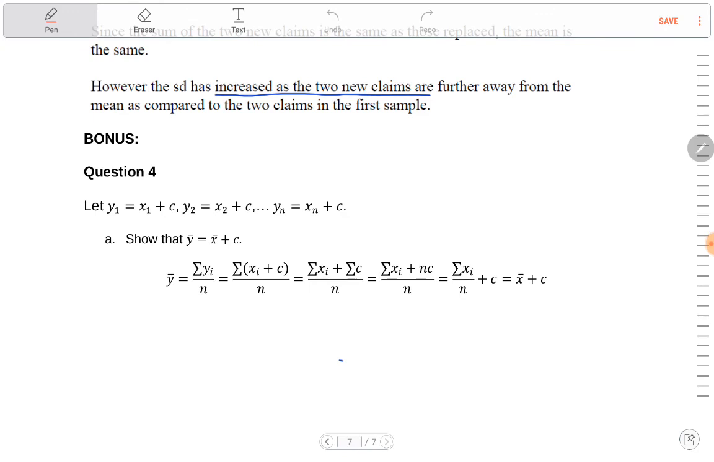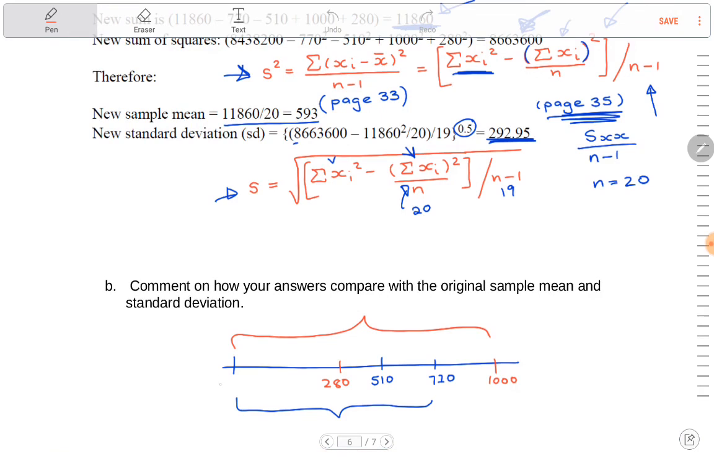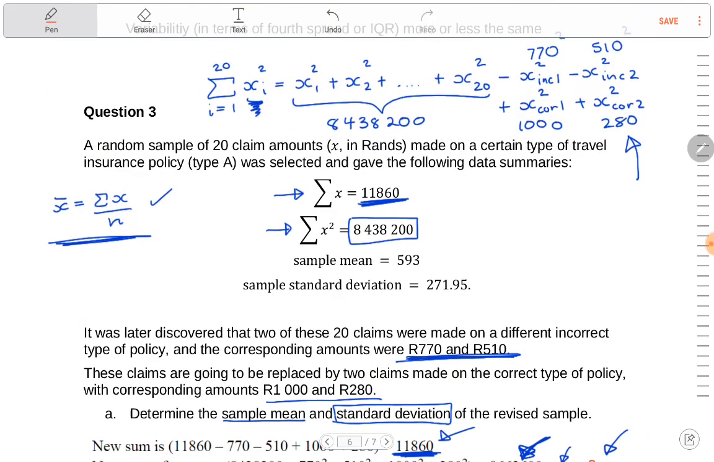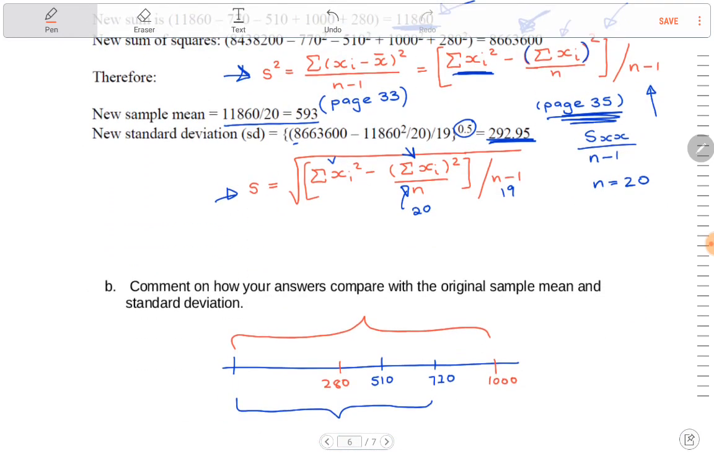They're comparing the distance to the mean. I forgot to incorporate that aspect, but you can see already logically. My mean is 593, so the mean is actually in here. You can see how close those values, the 510 and 720, are to the mean, and how the 1,000 is much further away.